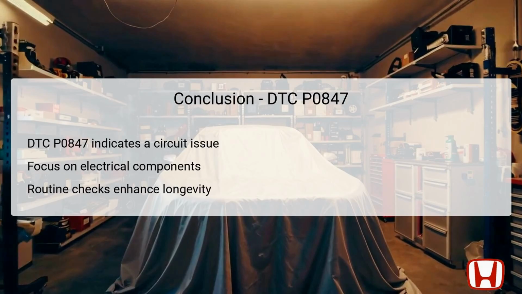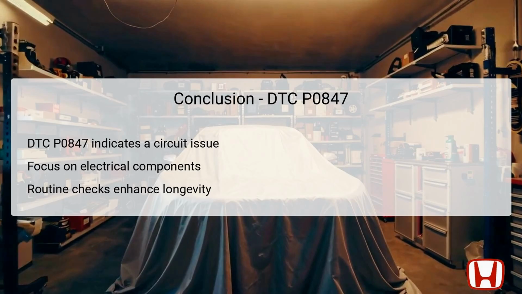DTC P0847 serves as an important diagnostic code indicating an electrical fault with the transmission fluid pressure switch B. Attention to the vehicle's electronic systems is paramount, as this code emphasizes the potential for wiring issues rather than mechanical failures. By systematically troubleshooting the issue, one can isolate the cause, be it a circuit short or a malfunctioning switch, allowing for precise and effective repairs.